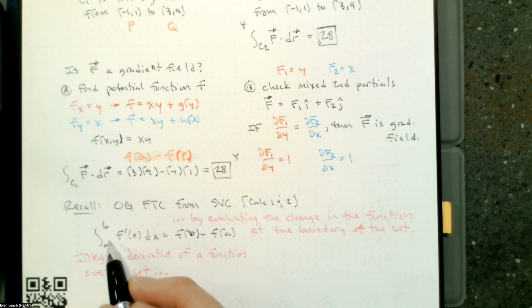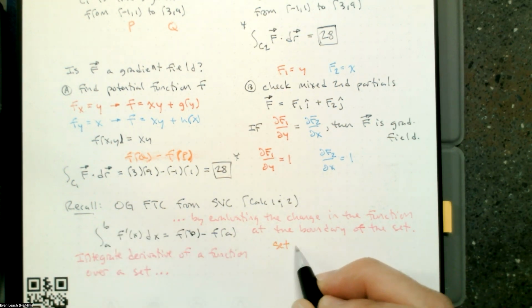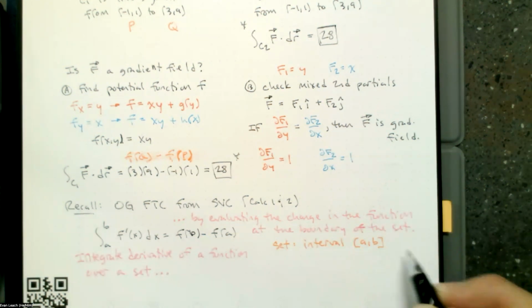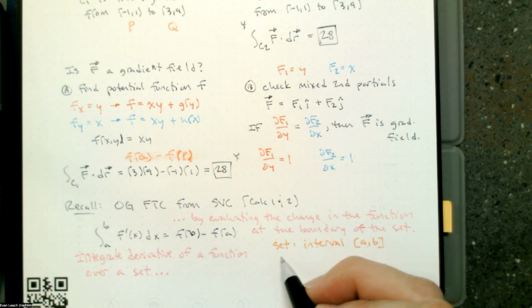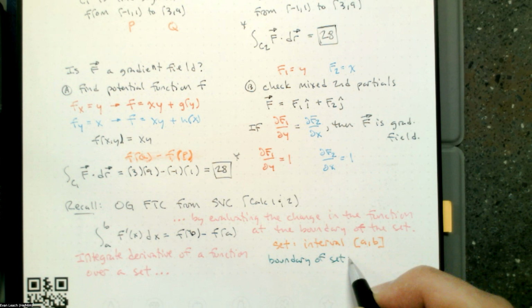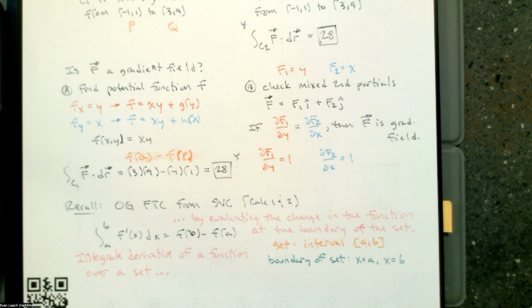We are integrating over the interval from A to B. So in this case, the set is the interval from A to B. The boundary of this set are the 2 points, A and B. This is the structure that we're dealing with when we call something a fundamental theorem of calculus.